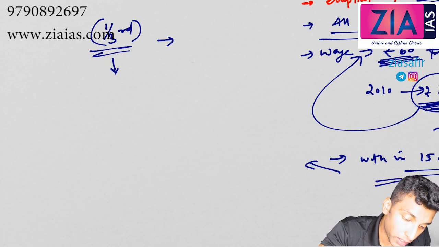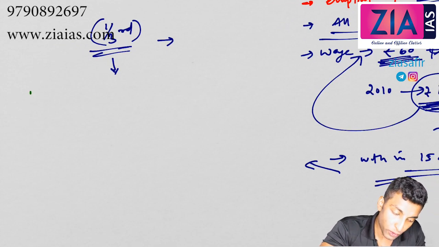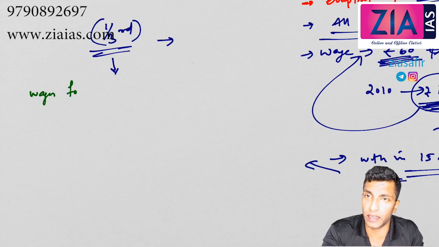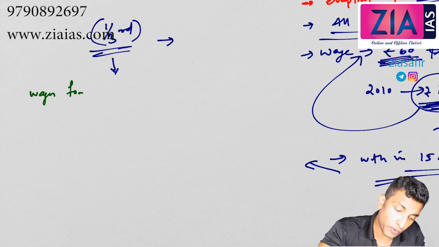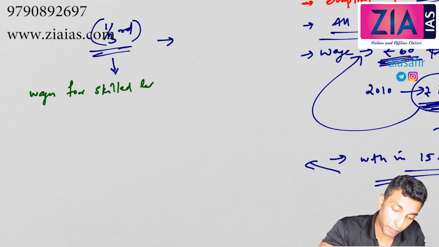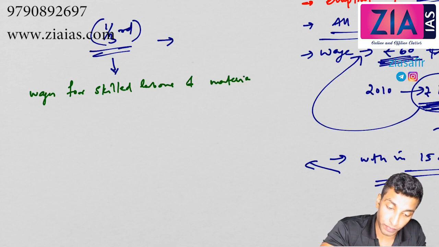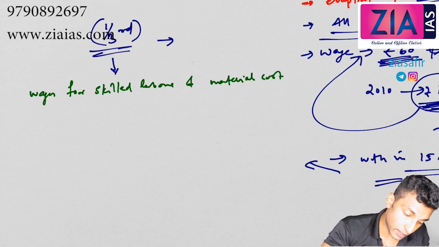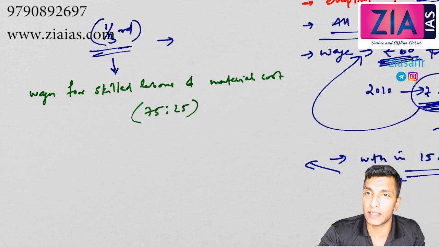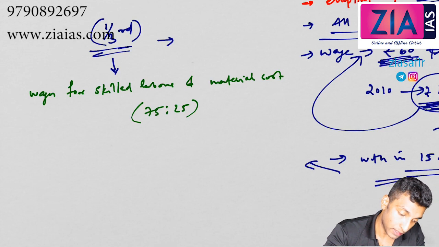Then one more point here is wages for skilled labor. This scheme is mainly for unskilled, physical labor. So in the case of skilled labor, wages for skilled labor and material cost are shared in this ratio, 75:25. So 75 by the center and 25 by the state.